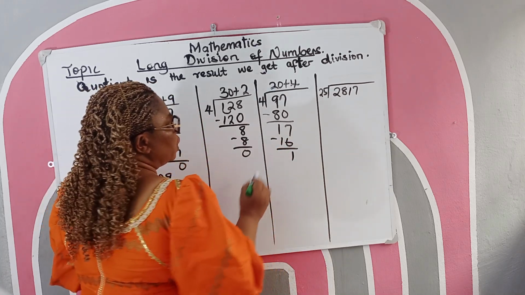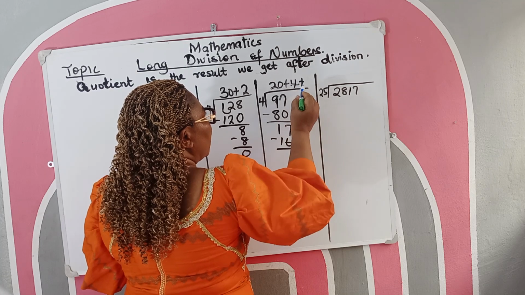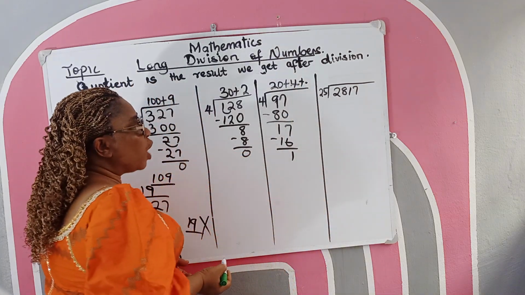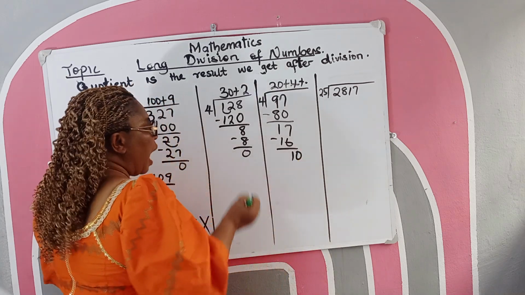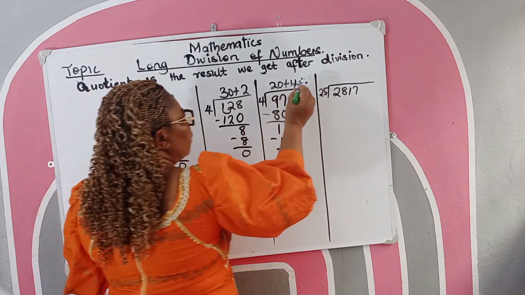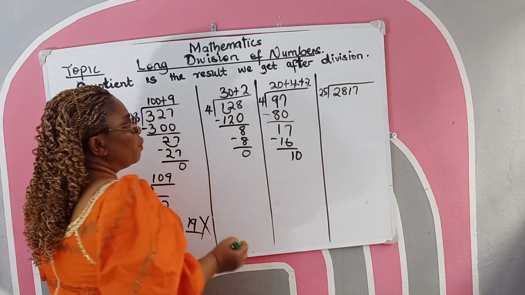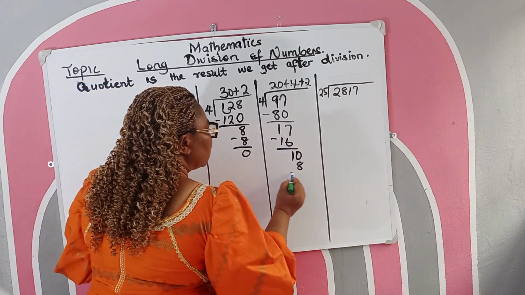4 cannot divide. Okay? And you put a decimal. You put the decimal before you add 0. How many 4s are inside 10? We have 2. 4 times 2 will give us what? 8. You subtract.